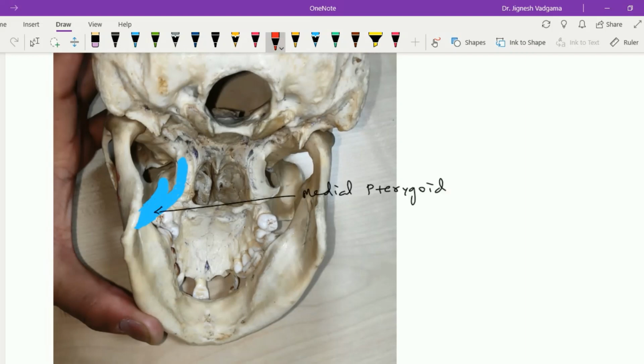And here we can see this is the lower head of the lateral pterygoid muscle from the lateral surface of the lateral plate of the pterygoid process, and from here the upper head of the lateral pterygoid muscle from the infratemporal surface of the greater wing of the sphenoid as well as the infratemporal crest. Both these heads converge and insert over the pterygoid fovea.